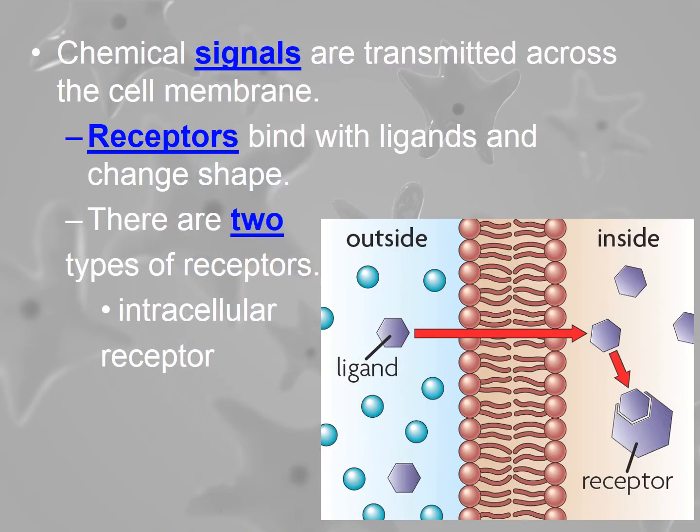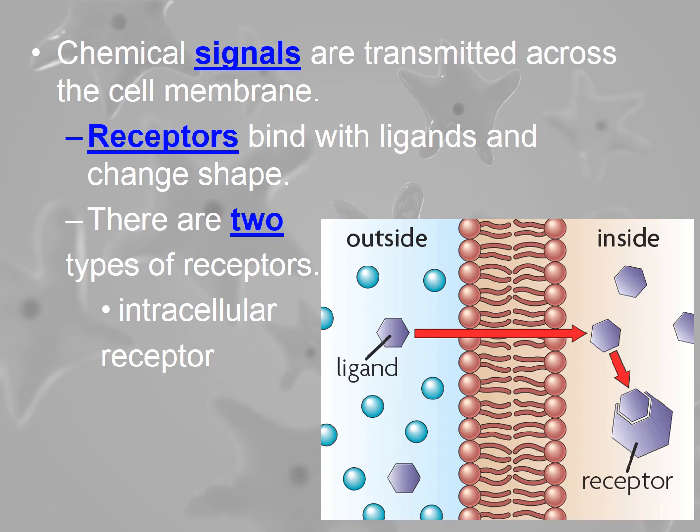Chemical signals are transmitted across the membrane. Obviously, cells need to communicate with each other. If you think about the trillions of cells in our body, they have to have a way to talk to each other so that they know what each other is doing. And this is part of homeostasis. So receptors, we said proteins are types of receptors, or receptors are types of proteins, I should say. They will help this communication occur.